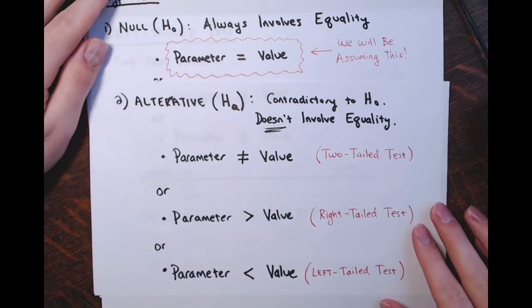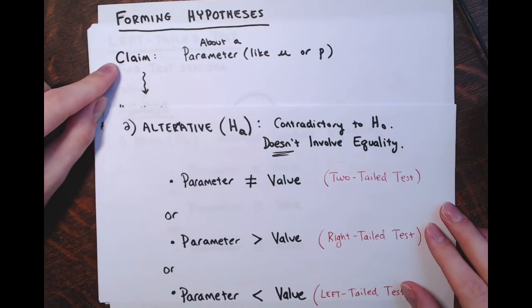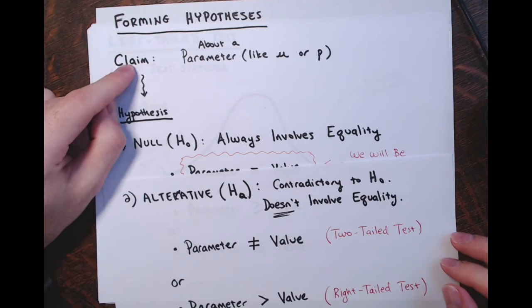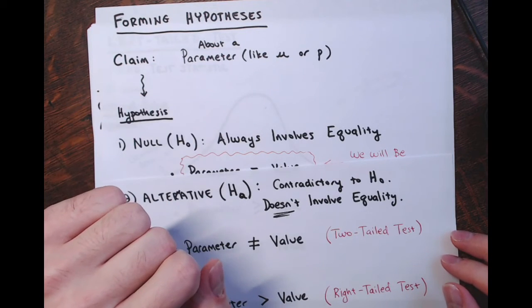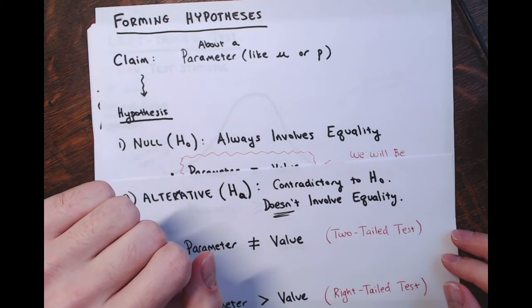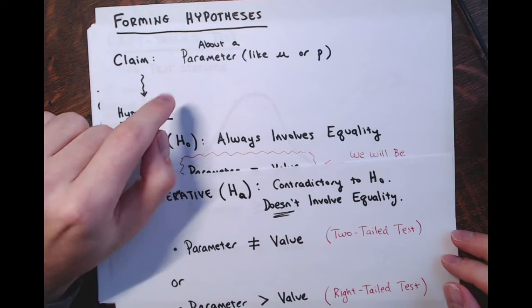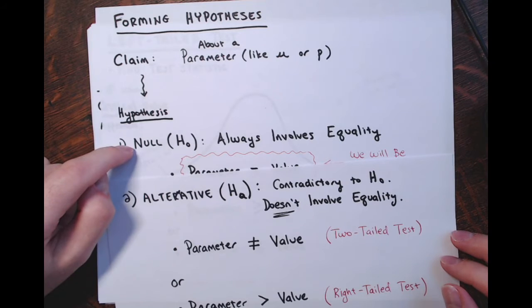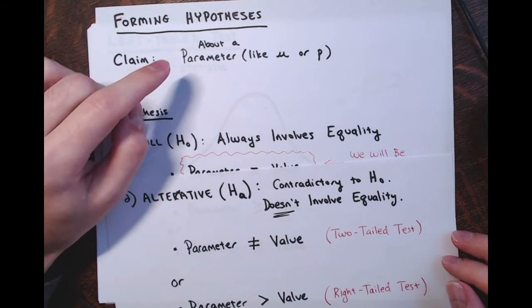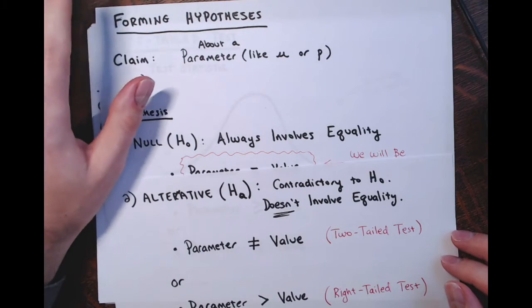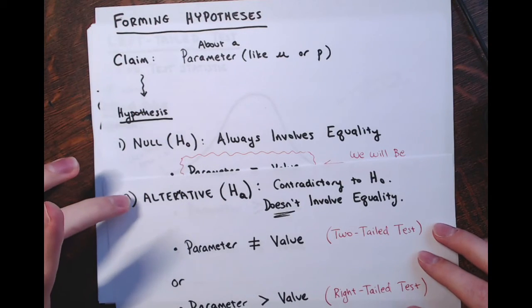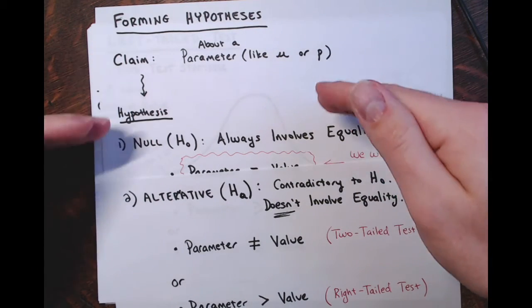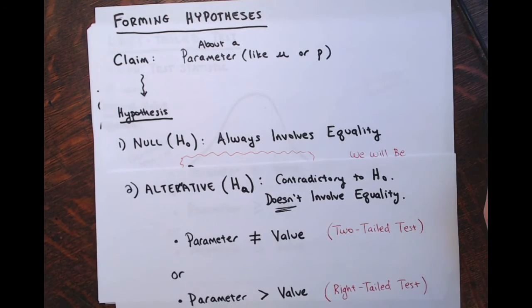All right. Now, the claim I mentioned earlier will be represented by either the null hypothesis or the alternative hypothesis. If the claim involves equality, like mu equals 5 or p is greater than or equal to 7.7, then the claim will be represented by the null hypothesis. If the claim does not involve equality, that is, not equal, less than, or greater than, then the claim will be represented by the alternative hypothesis. But the claim will be represented by one of these two hypothesis statements.